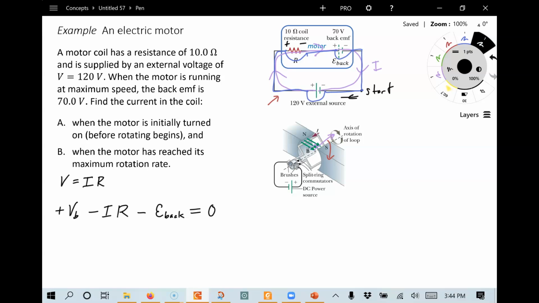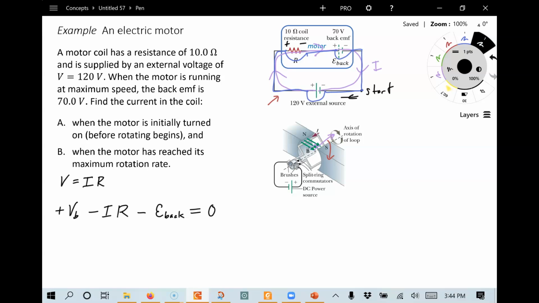So again, E back depends on the amount of rotation that you have, right? E back in part A is going to be 0 because it hasn't started rotating yet the instant you turn it on. Part B, when it reaches this maximum rate, you're going to have some back EMF, which is told to us there.